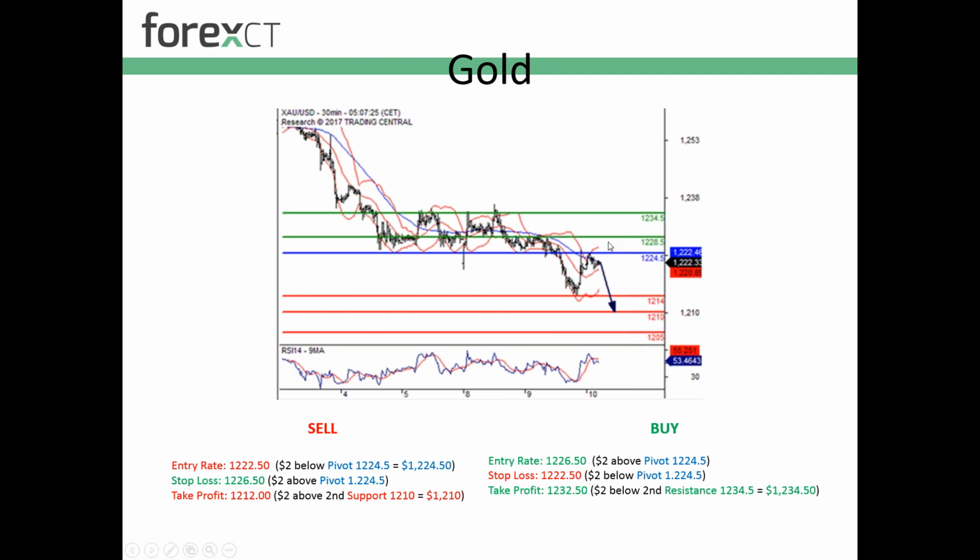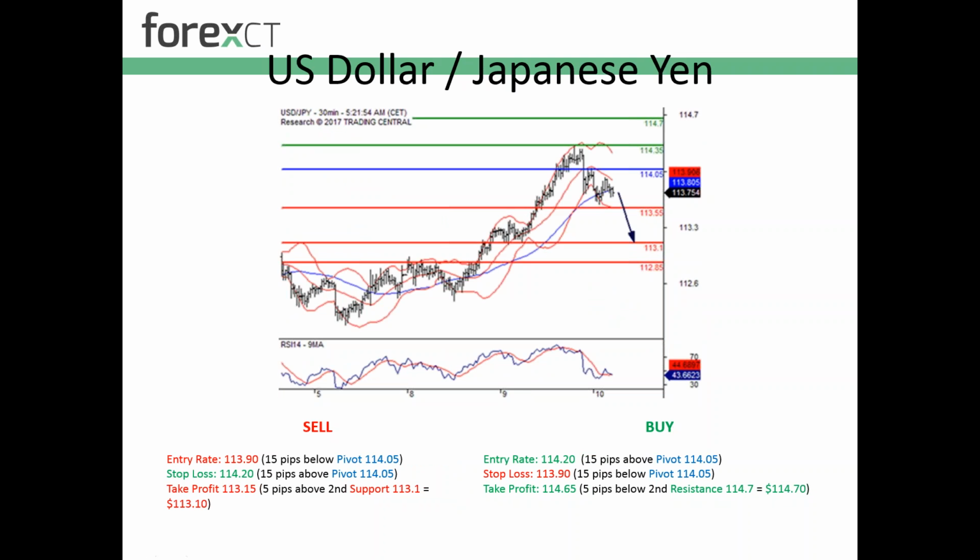Okay, and then we'll do one more just to make sure that you've got the hang of it. In this case, this is the US dollar, the Japanese yen. So according to this, it's a sell, right? According to Trading Central, the dollar yen is going to pivot around the 114.05 mark, or $114.05, and they're expecting that it is going to go down towards the second support level here of 113.10.